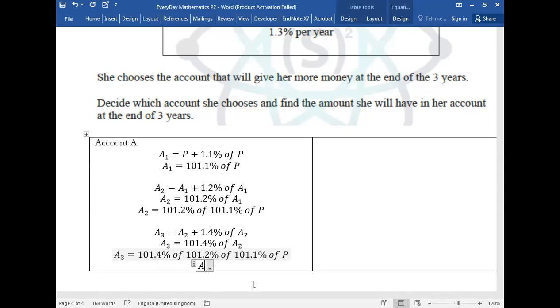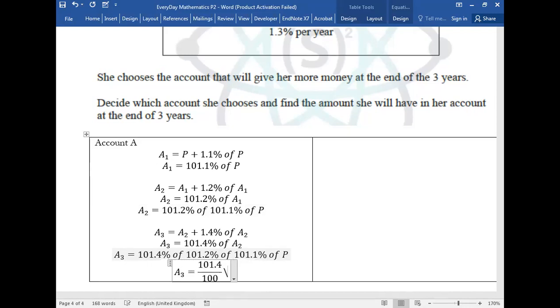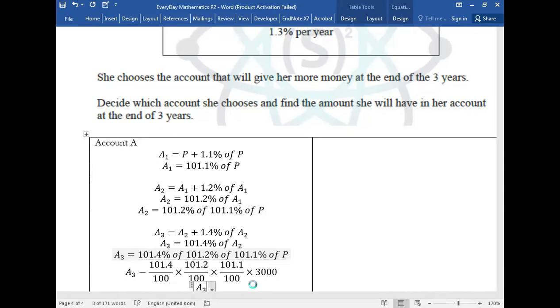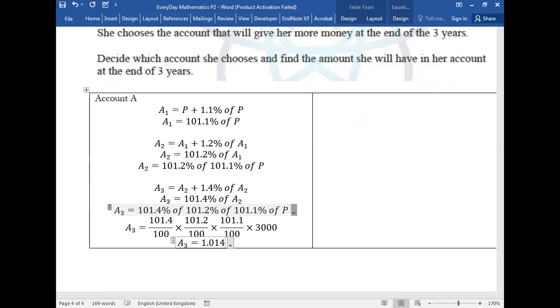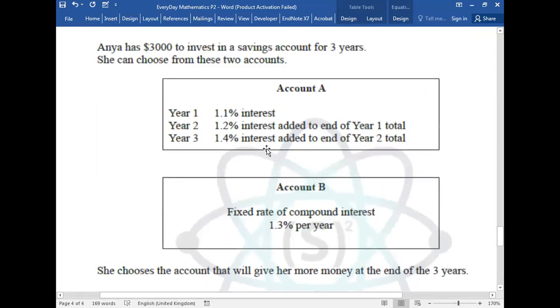So A3, which is the amount after the third year, is 101.4%, 101.2%, 101.1% of the principal, which is $3,000. And simplifying it more to help you with the calculator, putting those decimal places, 1.014, 1.012. Sorry. 1.4% is already provided in the question, the third year interest percentage.